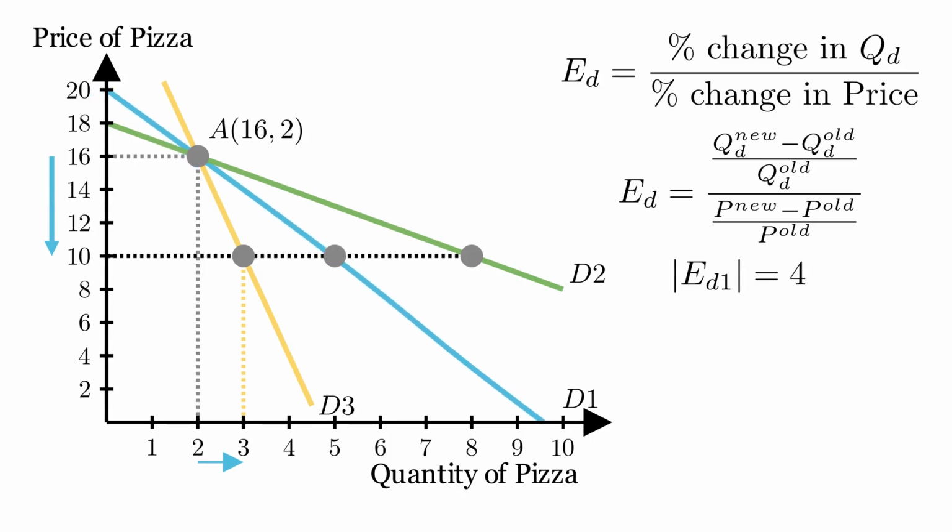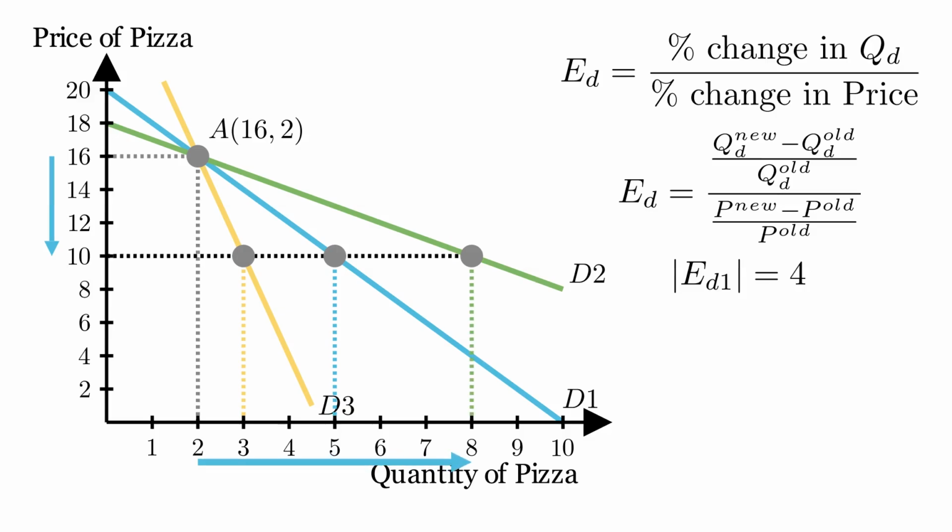For the blue curve, quantity increases from 2 to 5. Here, quantity demanded responds more than on the yellow curve, so the blue curve is more elastic compared to the yellow curve. For the green curve, quantity increases from 2 to 8.